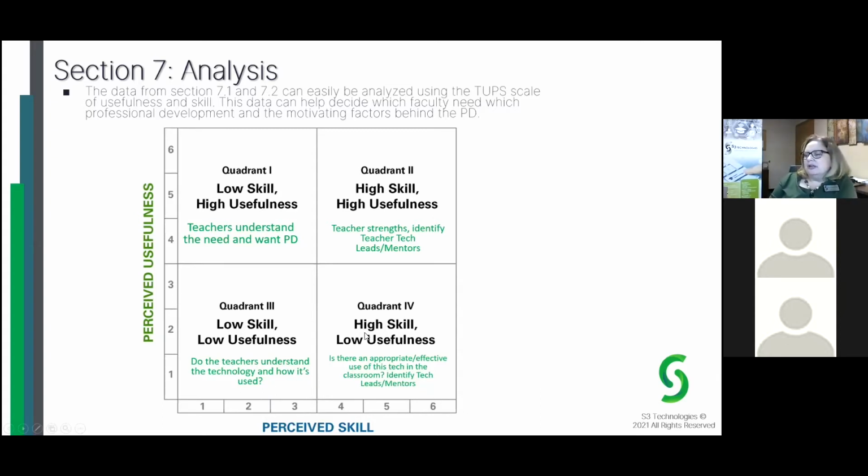And then quadrant 4 is high skill, low usefulness. So again, this is a different kind of training. They don't need to be trained on how to do it because they have high skill in it. They know how to use it. Maybe they just haven't thought about how they can apply that in the classroom. So that's, again, a different type of training that you can do. And you can also use this to identify your tech leads and your mentors.